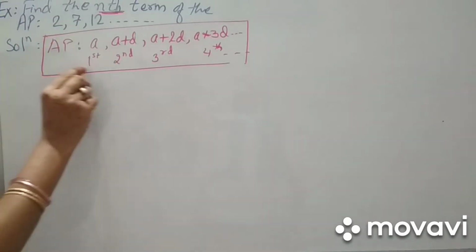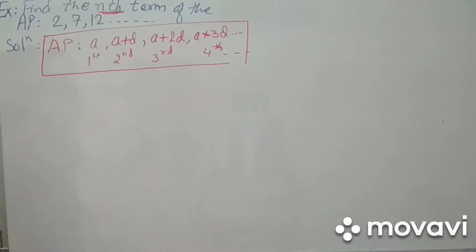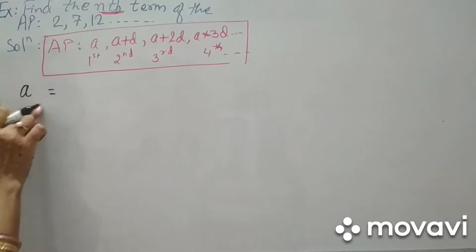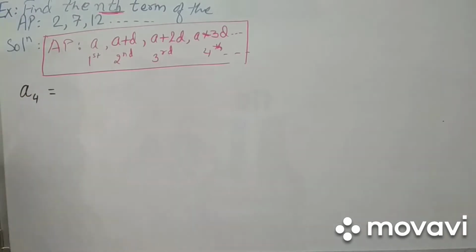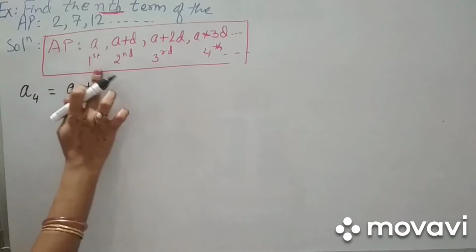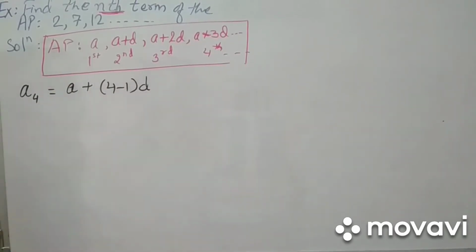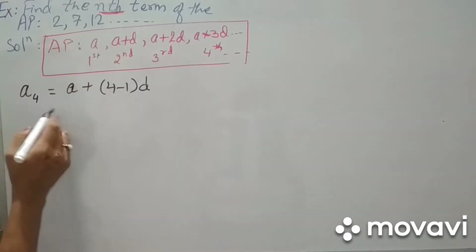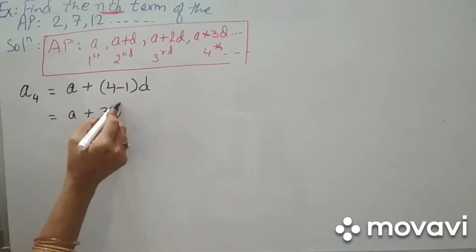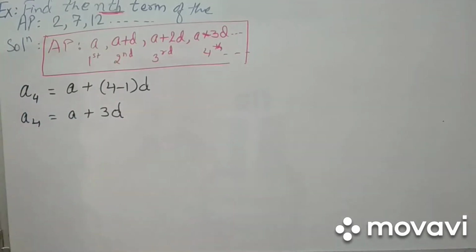Nth term means what we are speaking, first, second, third, fourth. Likewise, the term number would be n. Then, suppose with the help of an example, I explain to you. If the fourth term is there, then what are we writing? A plus 4 minus 1 into D. 4 minus 1 is 3. So that will give me A plus 3D. Is it correct? It fits with the formula we derived in our last session.